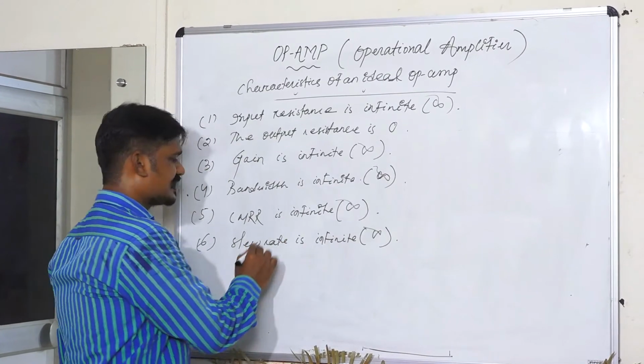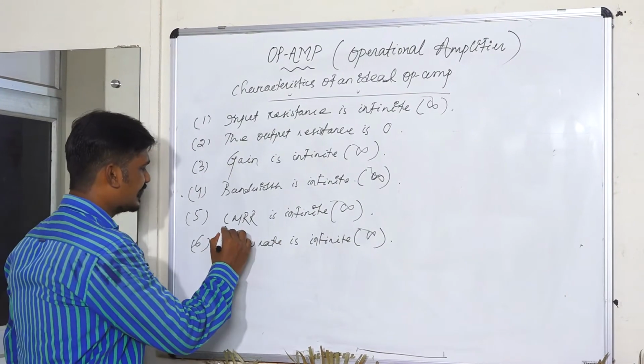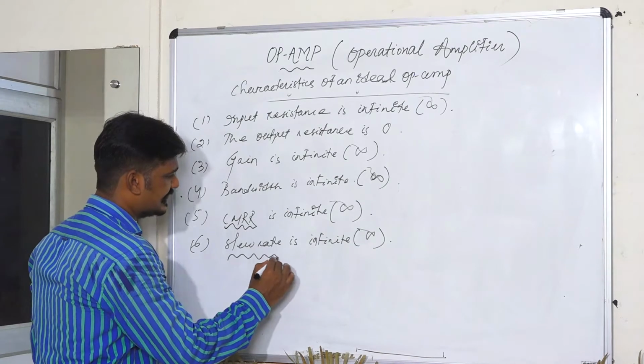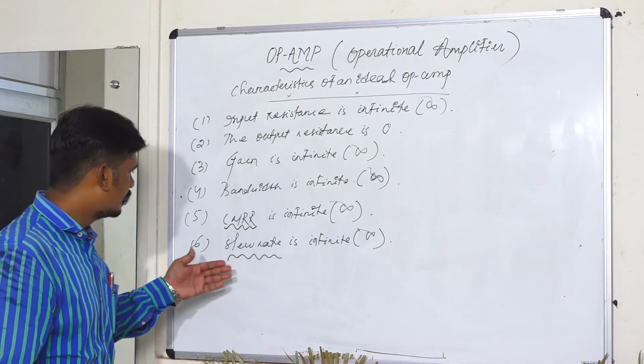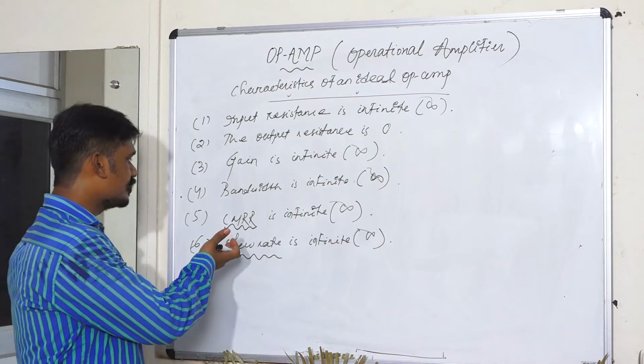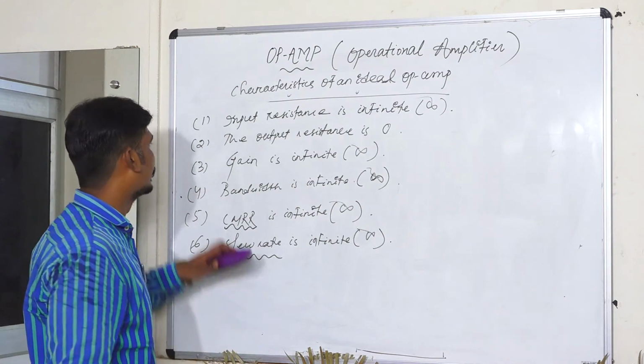So two new terms come here. One is CMRR and another one is slew rate. I think you have doubt in your mind what was that. So now I will explain you about the CMRR and slew rate.